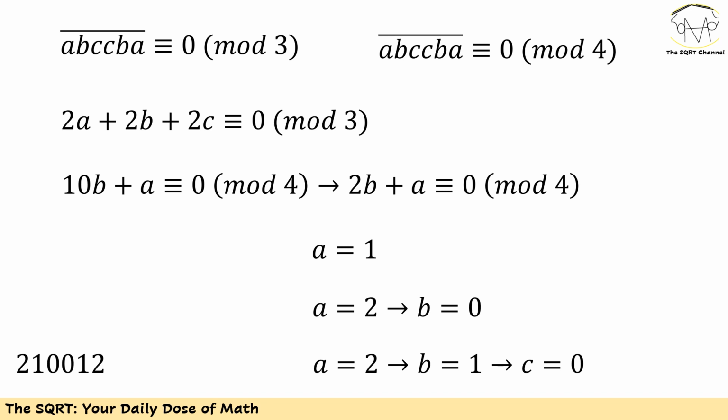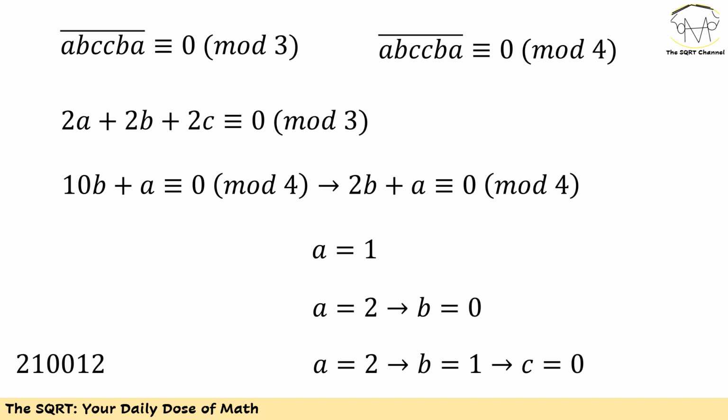We are interested in 2b plus A divisible by 4. If A is 1, you cannot find any integer number such that 2b plus 1 is going to be divisible by 4. So it's not going to happen. I need to increase the value that I have for A. I increase that to 2. Now let's focus on 2. So I have A equals 2, and then 2b plus 2 needs to be divisible by 4.